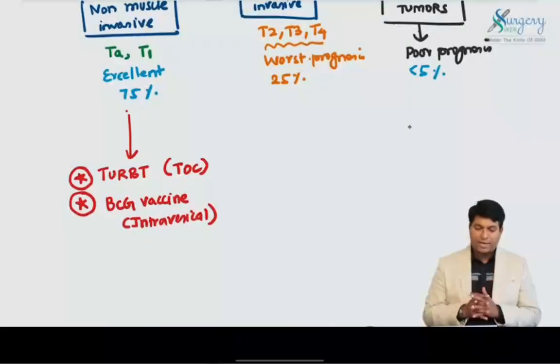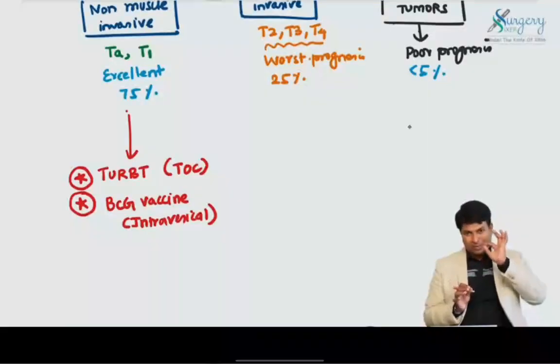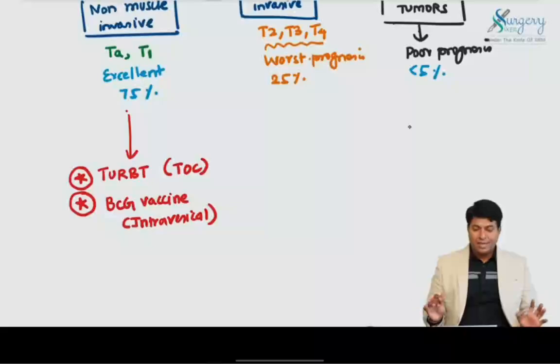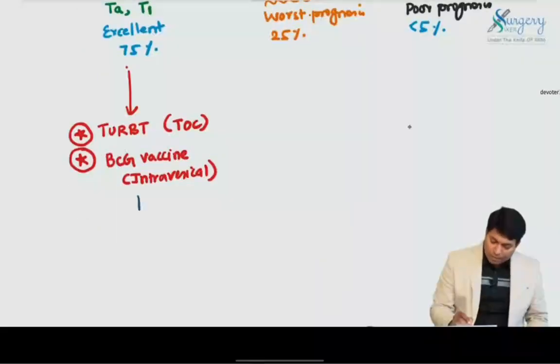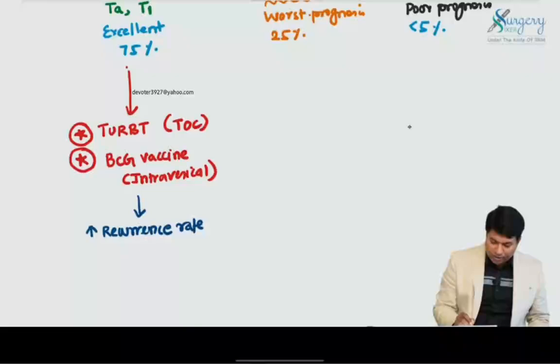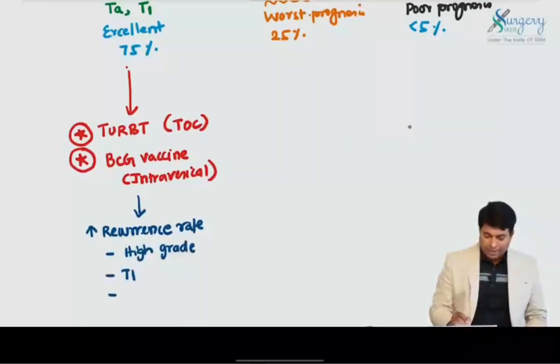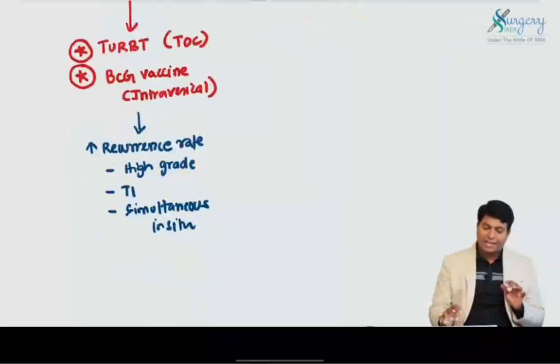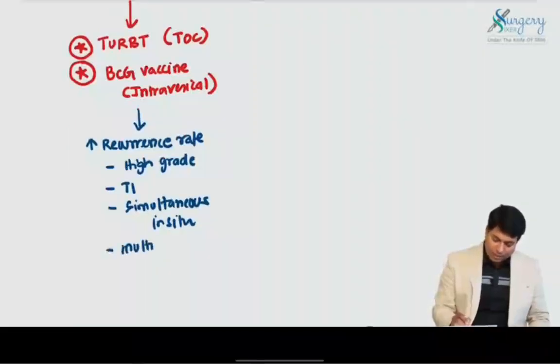So the initial treatment of non-muscle invasive cancer is: put in a cystoscope, go inside, cut the tumor, remove it. After removing the tumor, to eliminate any small residual tumors, we put BCG. But the problem is, many cases will recur. Increased recurrence rate is seen for the following tumors: high-grade tumors, T1 tumors, simultaneous in situ cancers. Please remember, simultaneous in situ cancer is another reason. And if there are multiple tumors.